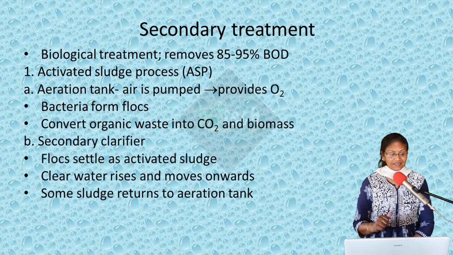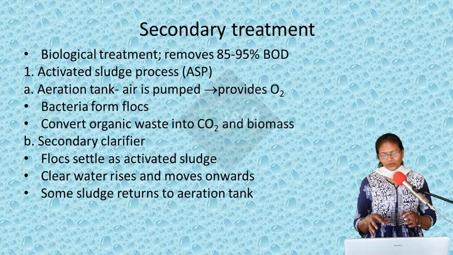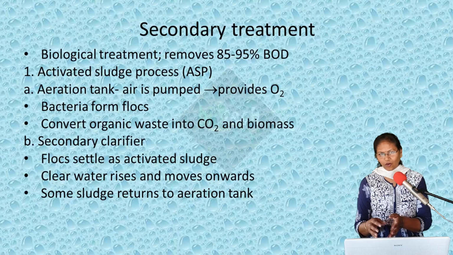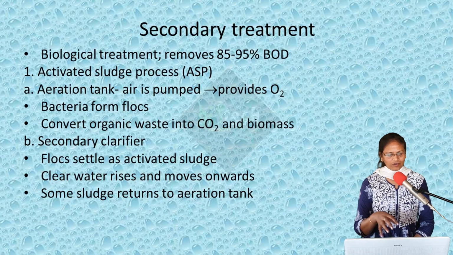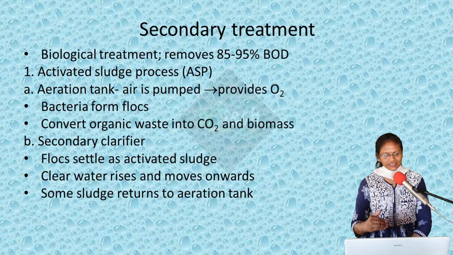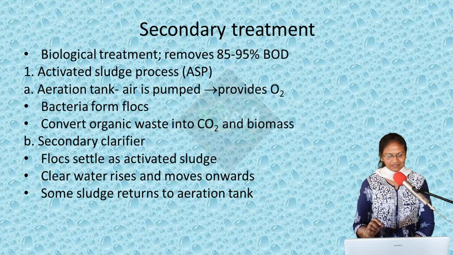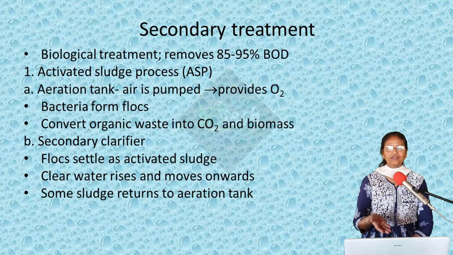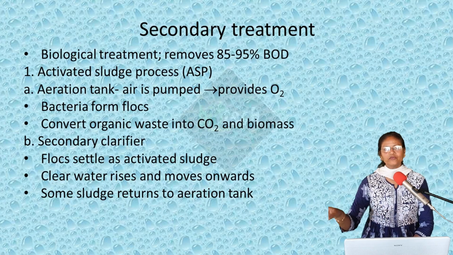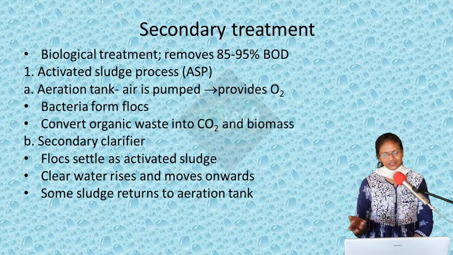Then there is a secondary clarifier. So here in the secondary clarifier, the floc which was formed by combining the different bacteria with the waste and all that settles down as activated sludge. Now we call it activated sludge. It settles down at the bottom, and the clear water rises up and moves onward, and some sludge returns to the aeration tank again.